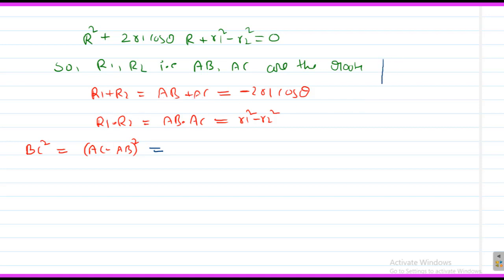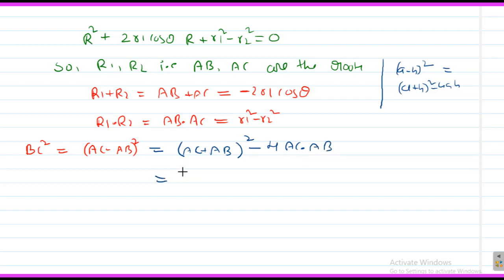Now I want to write the formula here. A minus B whole square is there with you, but I want A plus B. So this can be written as (A plus B) whole square minus 4AB. That's why this can be written as (AC plus AB) whole square minus 4 AC into AB. So now I want to substitute values. AC plus AB means (minus 2 r1 cos theta) whole square minus 4 into AC into AB, that is r1 square minus r2 square within bracket.